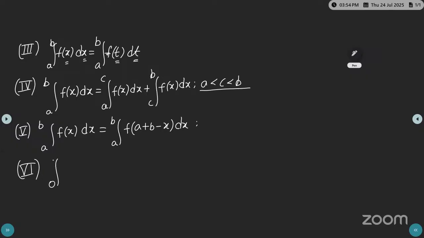Next, integral 0 to a f of x dx equals, please write, integral 0 to a f of a minus x dx. Here a must be positive because we have started at 0. We have started at 0, that's why a must be positive.